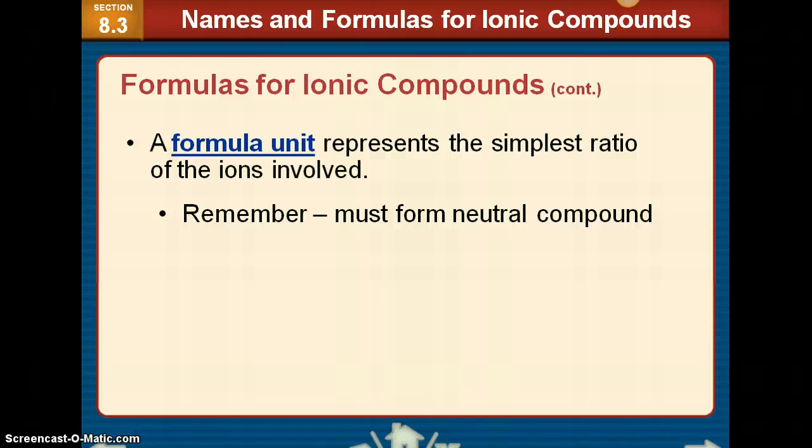When we talk about ionic compounds, they can be broken down into what we call formula units. Formula units represent the simplest ratio of the ions involved. So when we're putting them together, we need to make sure that the charges balance so that we can have a neutral compound. So the charges need to add up to 0 for it to be considered neutral.